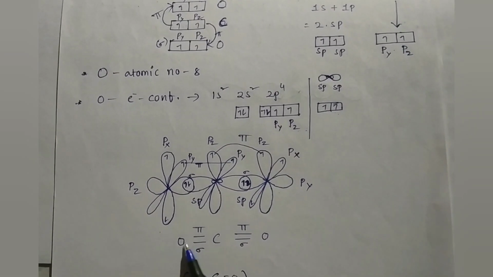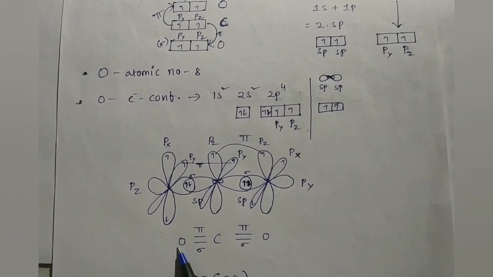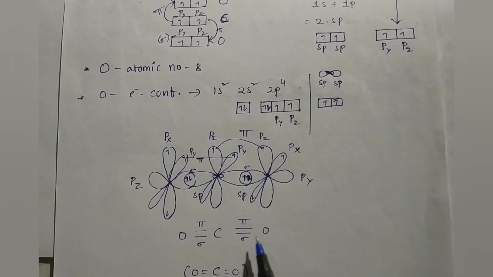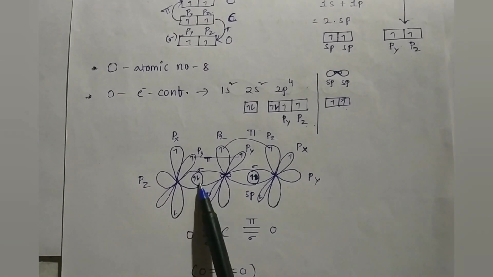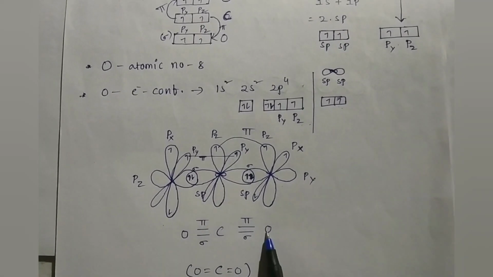Here we can observe this is carbon, this is the sigma bond, this is oxygen. Carbon, sigma bond, oxygen. This is the bond: oxygen, carbon, oxygen, with sigma bonds. The first bond is the sigma bond.